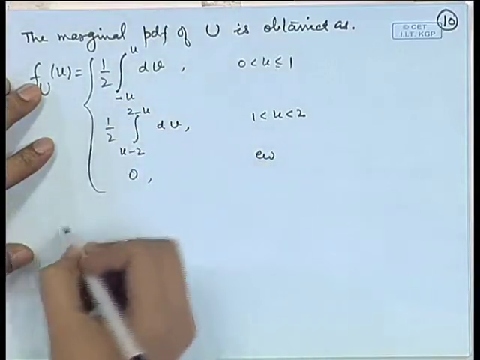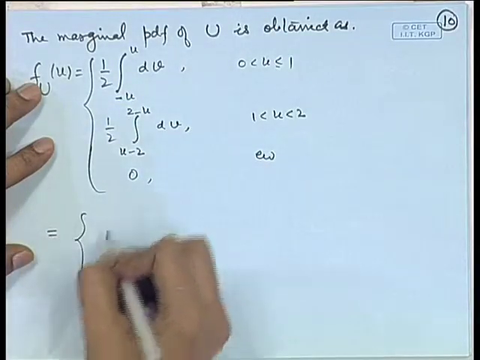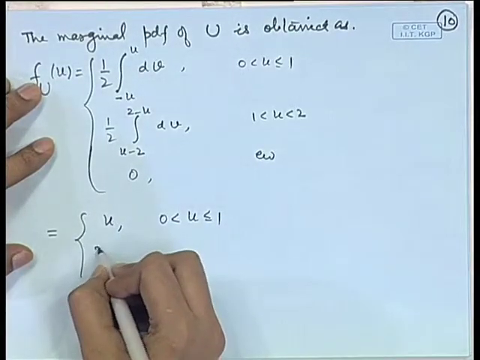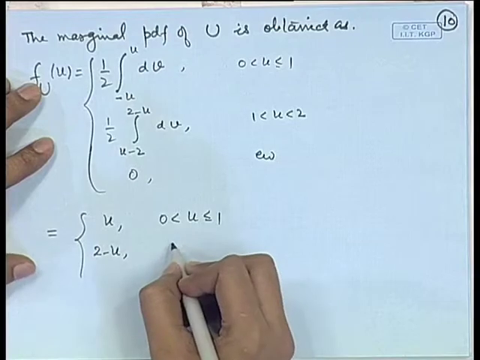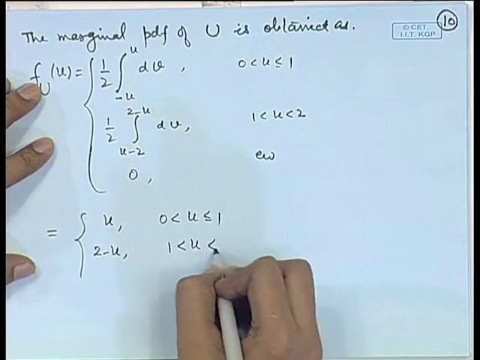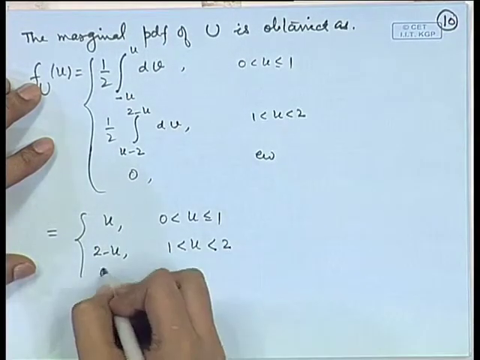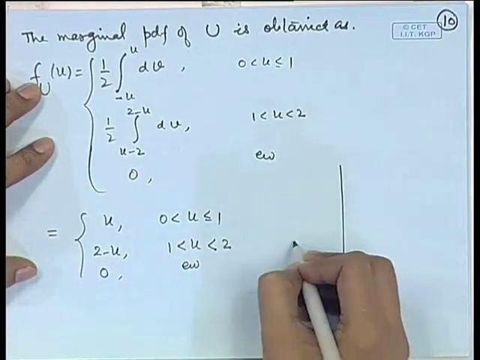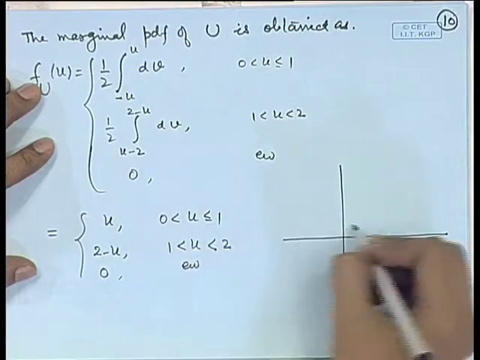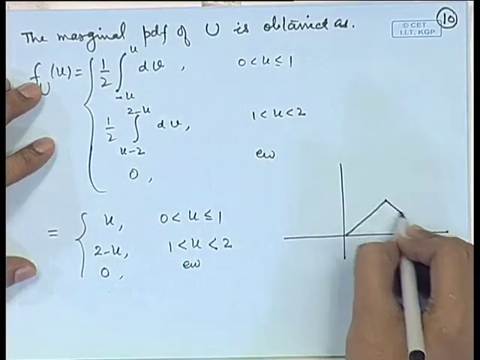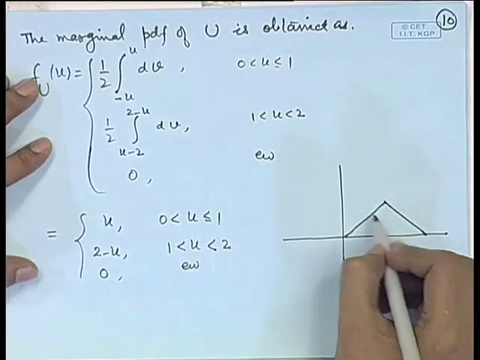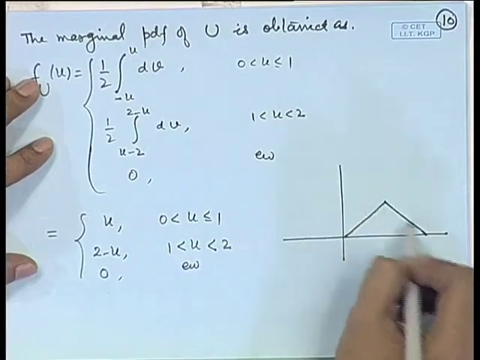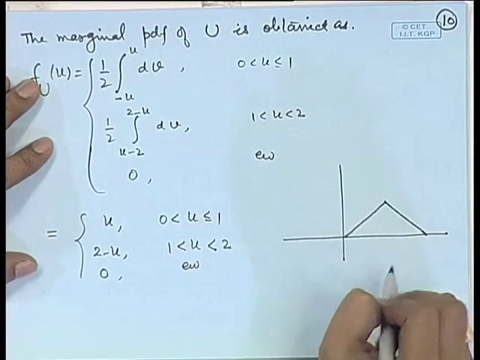So, after simplification, this turns out to be u for 0 less than u less than or equal to 1, it is 2 minus u for 1 less than u less than 2 and 0 elsewhere. Notice here this is a triangular distribution on 0 to 1 and 1 to 2. So, the distribution of the sum of two independent uniform random variables is actually a triangular distribution.